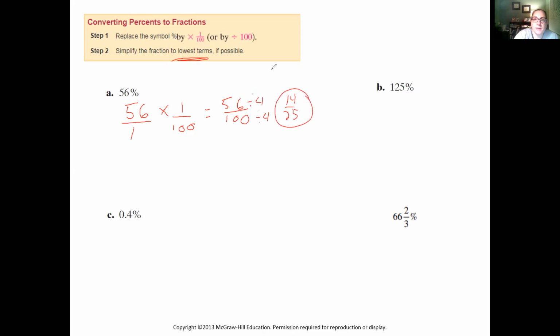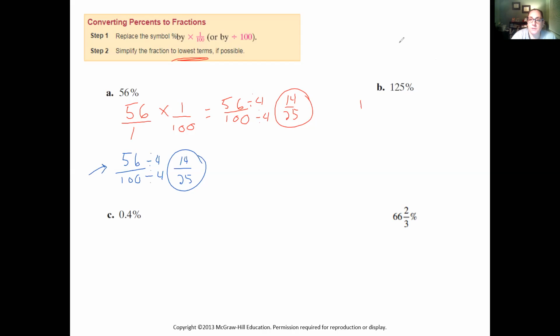The other way to do it is, since a percent is always out of 100, 56, just put it right over 100 from the start. You can reduce and you get 14 over 25. And that's an easy method when you just have a straight up percent, like 56. When you get decimals as a percent and fractions, it's a little harder to use this method right here. But let's do the next one.